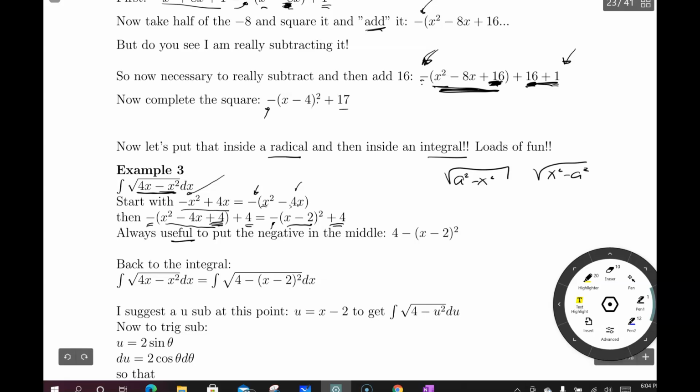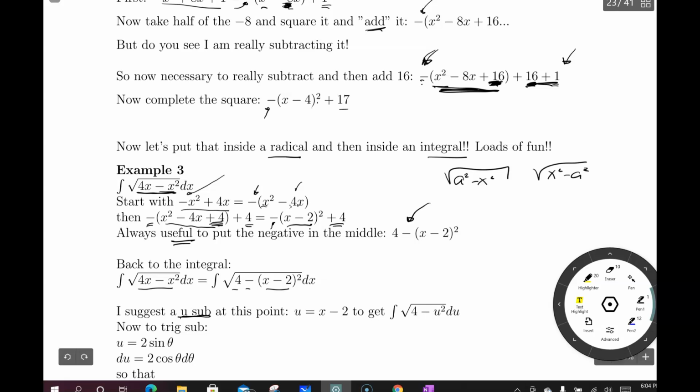Whenever I see there's a negative sign here, I put it in the middle. I would encourage you to do the same because it will help you to see what the pattern is of what substitution to do. So this here, me working all this up here, changes to 4 minus x minus 2 squared dx.